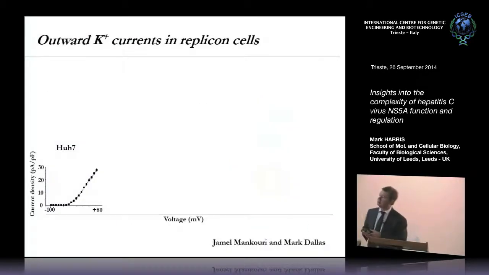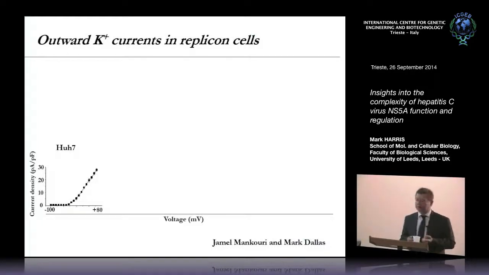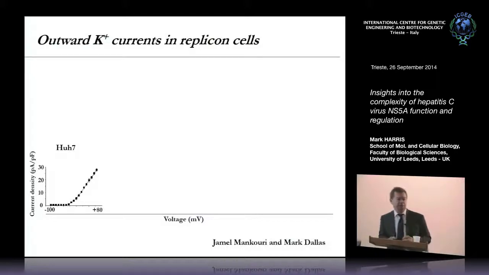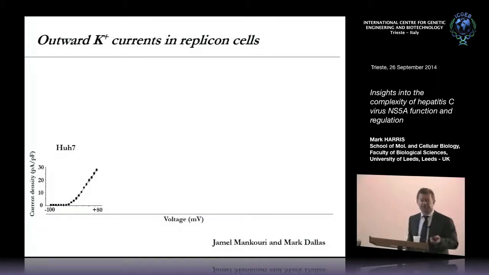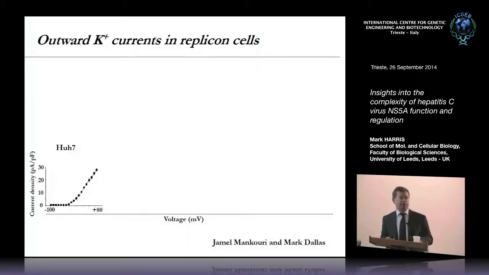So why am I telling you this? Well, a few years ago, a new person joined my lab, a guy called Jamel Mankouri, and he had come from an ion channel lab, and he kept saying to me, Mark, we must have a look in Huh7 cells and replicon cells and virus-infected cells to see what sort of ion channels might be affected. So eventually I said, okay, Jamel, go away and do this. So what he did was to look in Huh7 cells, and he looked at a number of currents, but first of all, he looked at potassium currents.